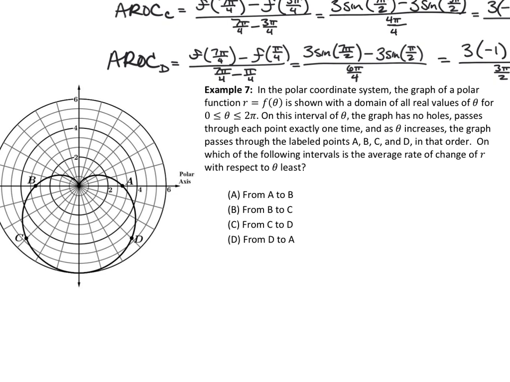Let's make sure we actually see those, because sometimes it's hard to see. Here's A, here's B, here's C, here's D. It says it goes in that order, which makes sense, because we know these graphs circle this way, so it has to do like a cute little cardioid heart thing. On which of the following intervals is the average rate of change of r with respect to theta the least? We weren't given an equation here, so there's going to be no plugging in values.